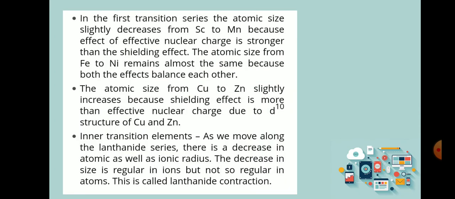In the first transition series, the atomic size slightly decreases from scandium to manganese because the effect of effective nuclear charge is stronger than the shielding effect. The atomic size from iron to nickel remains almost the same because both the effects balance each other. The atomic size from copper to zinc slightly increases because the shielding effect is more than the effective nuclear charge due to the d10 structure of copper and zinc.